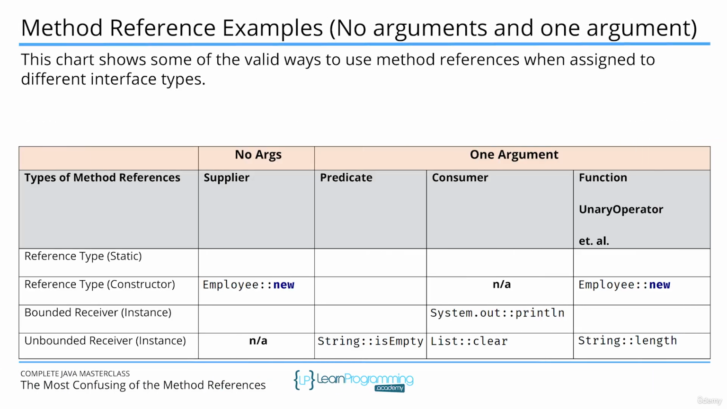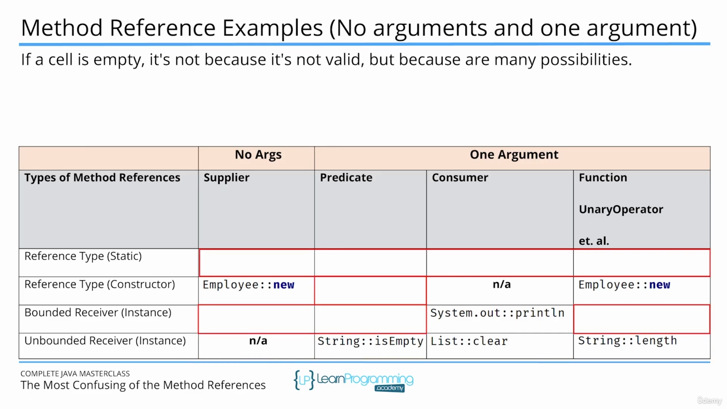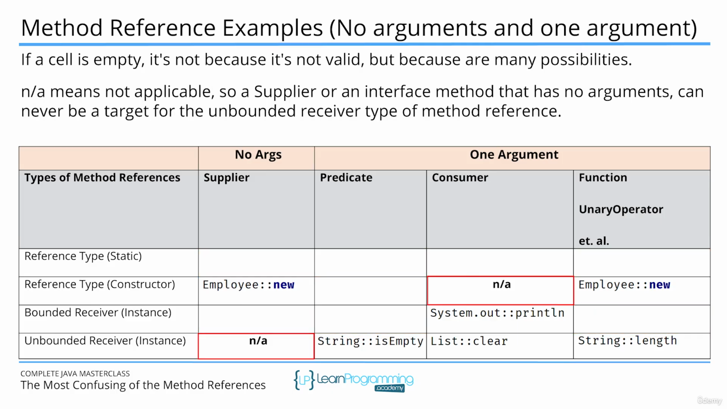This chart shows some of the valid ways to use method references when assigned to different interface types. These interface types have no arguments in the case of a supplier and one argument for the other interfaces. If a cell is empty, it's not because it's not valid, but because there are many possibilities. N/A means not applicable, so a supplier or an interface method that has no arguments can never be a target for the unbounded receiver type of method reference.